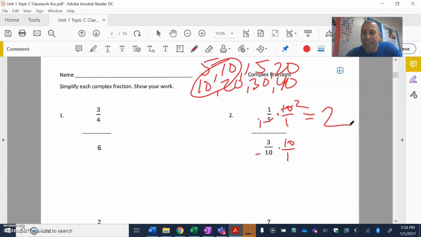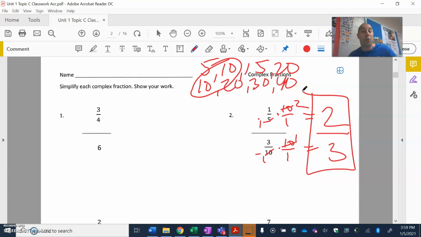Down below here, cross division with the 10s. Divide them both by 10. So you're going to get a 1 and a 1. Multiply across, and you're going to get a 3. There you go, 2/3. You were done. Again, it's a different technique. We can rewrite going left to right, but sometimes this way is going to be better. So again, we want to have different approaches sometimes.